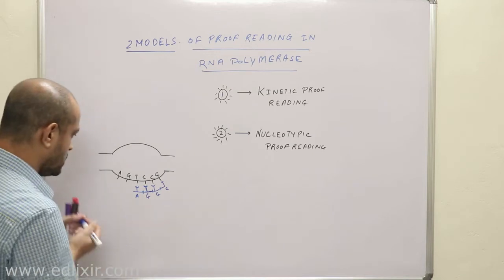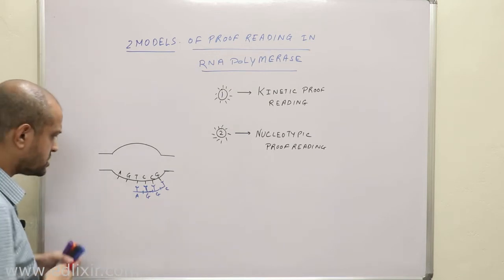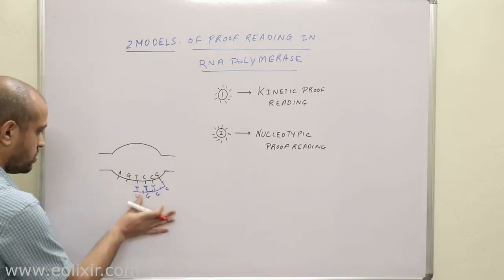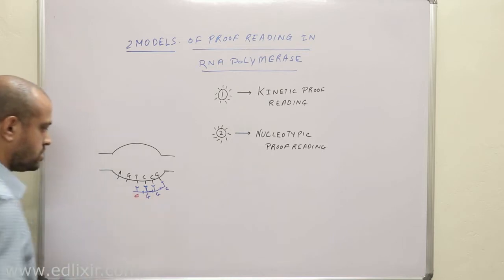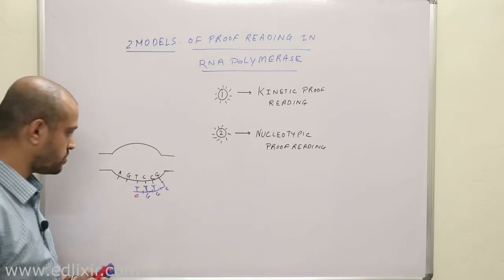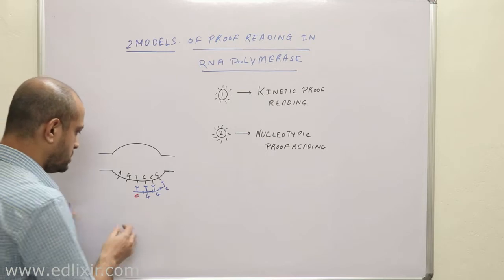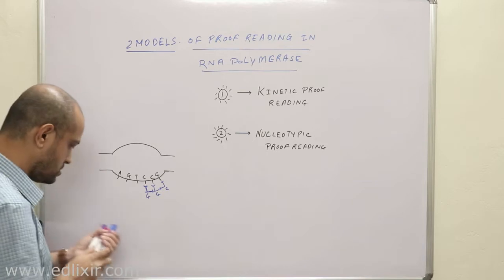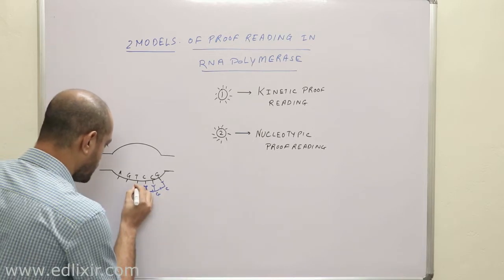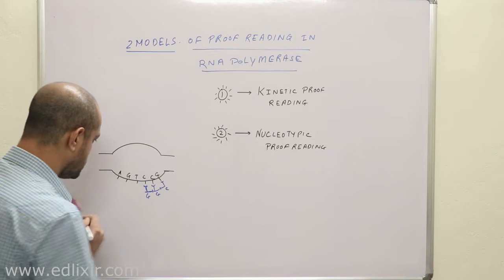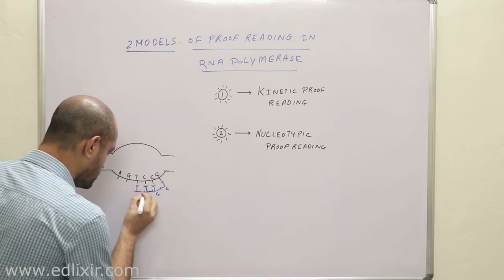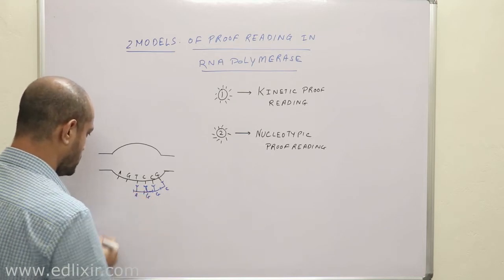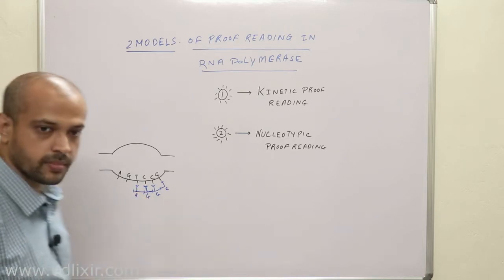Suppose by mistake, instead of A, RNA polymerase incorporates U here, or C here. So this is a mistake, right? Now listen, what will RNA polymerase do? RNA polymerase will cut this bond, remove this C, and insert A, right? Clear?